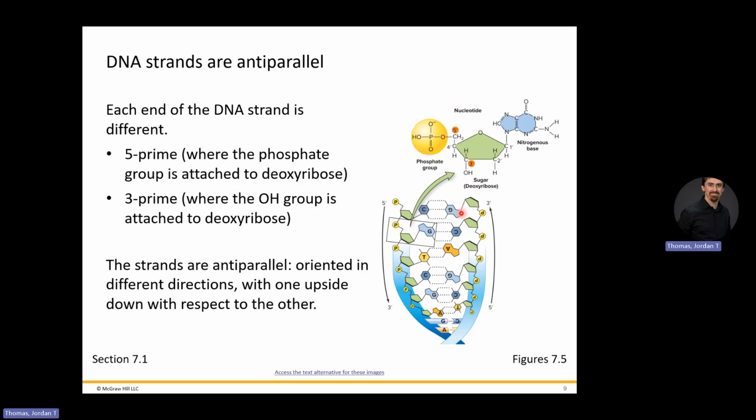The other side though is actually the flip. The strand is reversed. So if we go down, we have 3 to 5, 3 to 5, sugar to phosphate, sugar to phosphate. Because remember the sugar, we have the 3 at this carbon, and the phosphate we designate with the 5. So the strands are anti-parallel, oriented in different directions, with one upside down with respect to the other. So that's going to be important. When we look at DNA, one side will go 5 to 3, the other is 3 to 5.